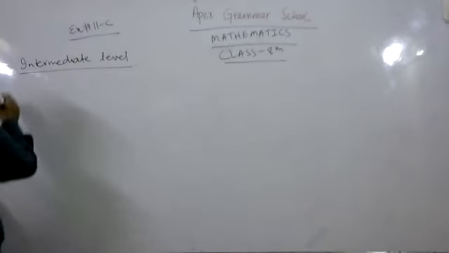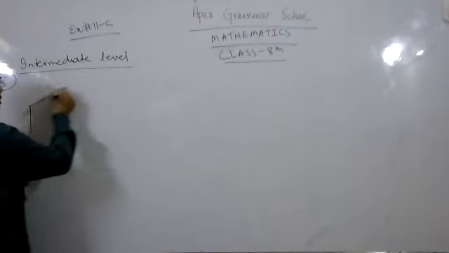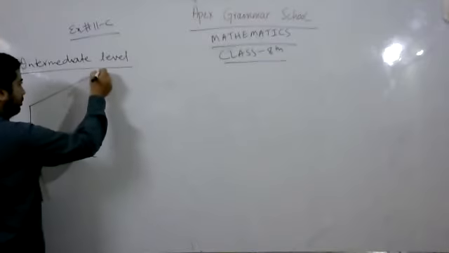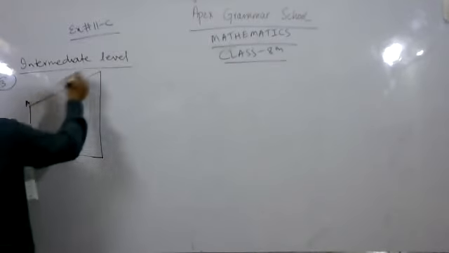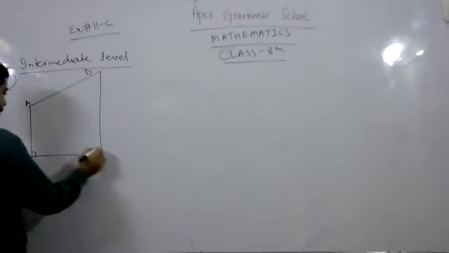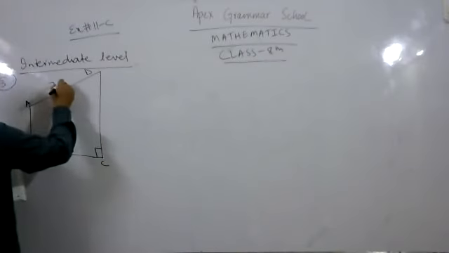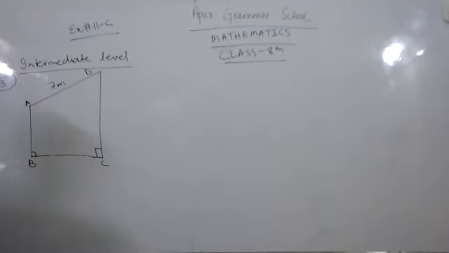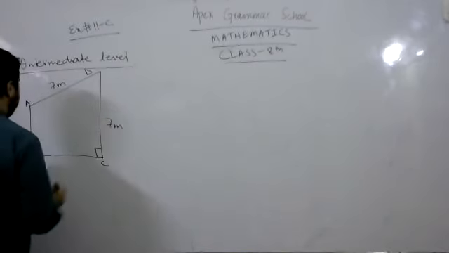Question number 3 is, the figure shows a quadrilateral. We have a diagram like this. This is A, this is D, this is B, and this is C. This length is 7 meter. The AD length is 4 meter. And BC length is also 7 meter.